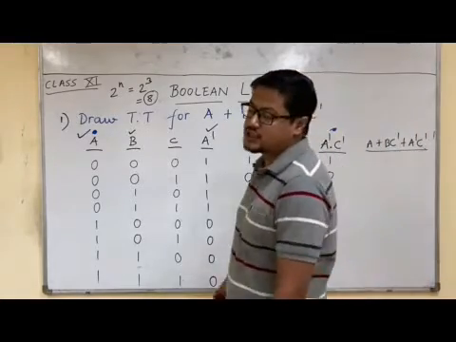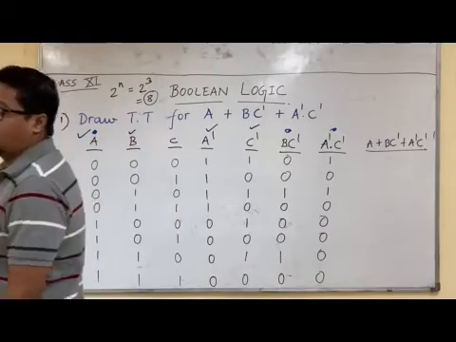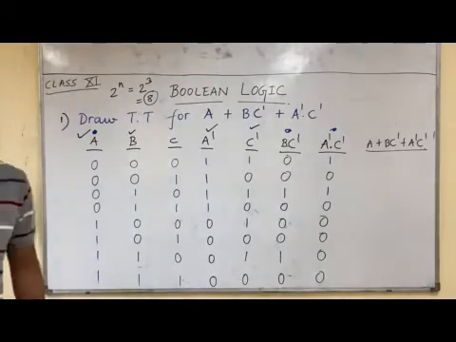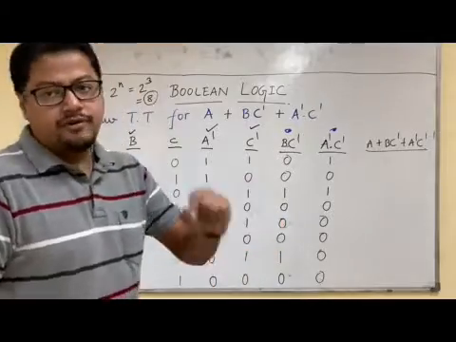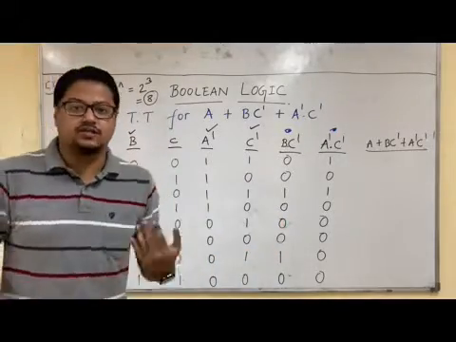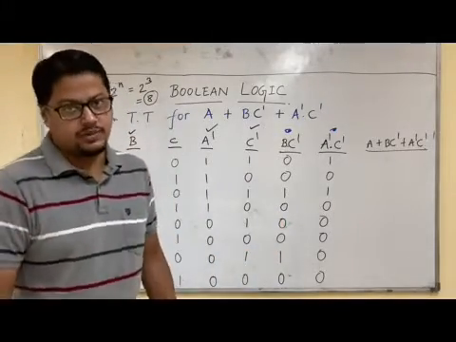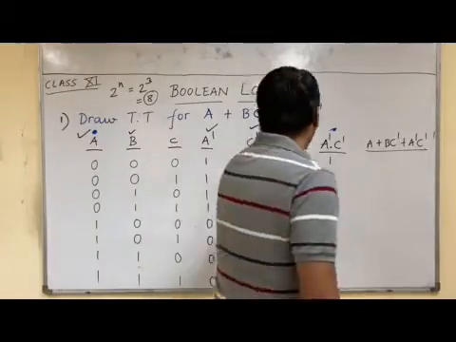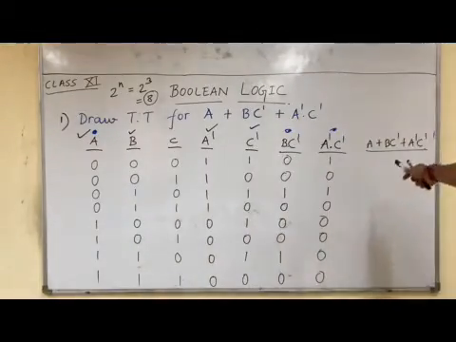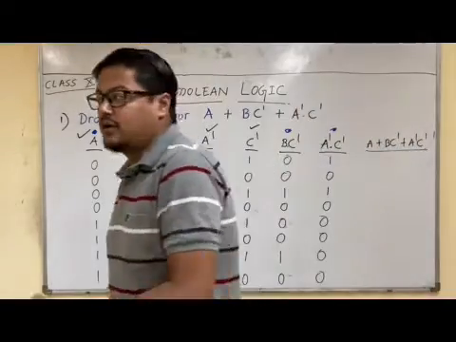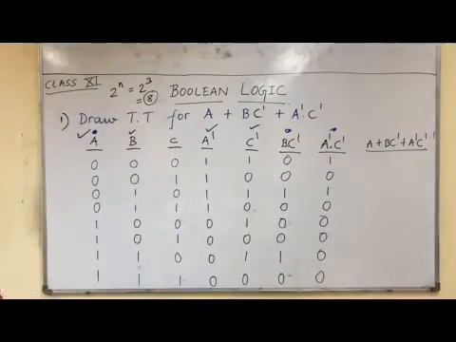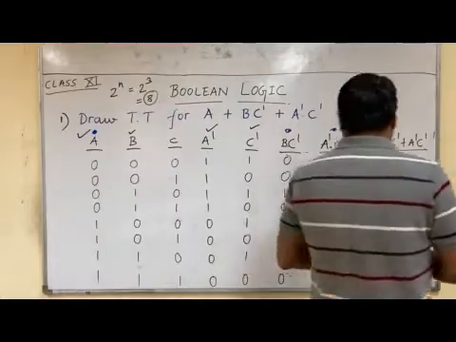Plus. Plus means or. What was the rule for or? Output is high if any one of the inputs is high. Output is 1 when any one of the inputs is 1, otherwise output is 0. Okay, so remember the rules for and, or. Here we discussed the rule for and, here we are discussing the rules for or. Output is 1 if any one of the inputs is actually 1. Okay, so we will solve this.